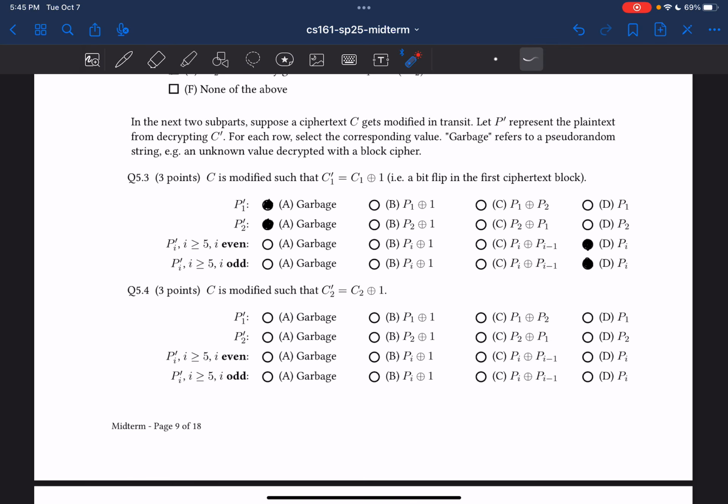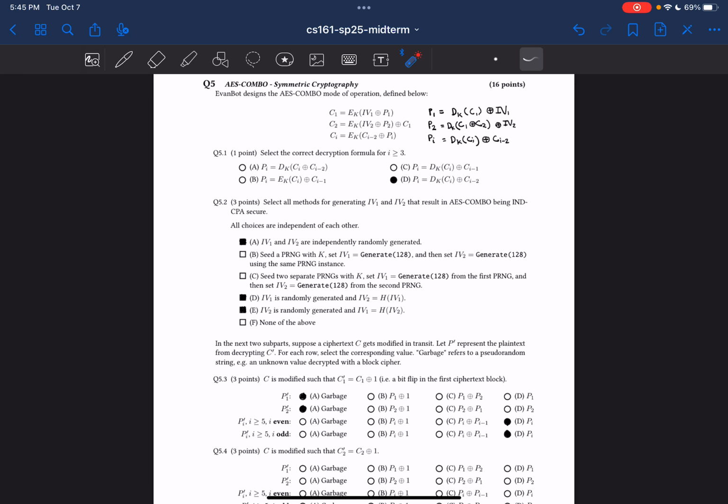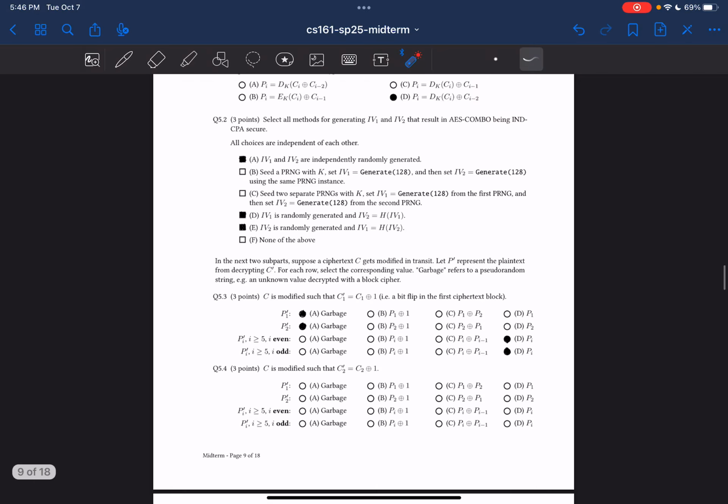Very similar, but now we're modifying the second block of C. And so we can look at the decryption algorithms again. We can see that P1 does not depend on C2, and so we should expect to have the same behavior as before. P2 does depend on C2, so we expect P2 to be garbage. We can also say that P4 will be affected by this change because that one also depends on C2. But also note that P6 does not depend on C2, it depends on C4, and C4 is unaffected.